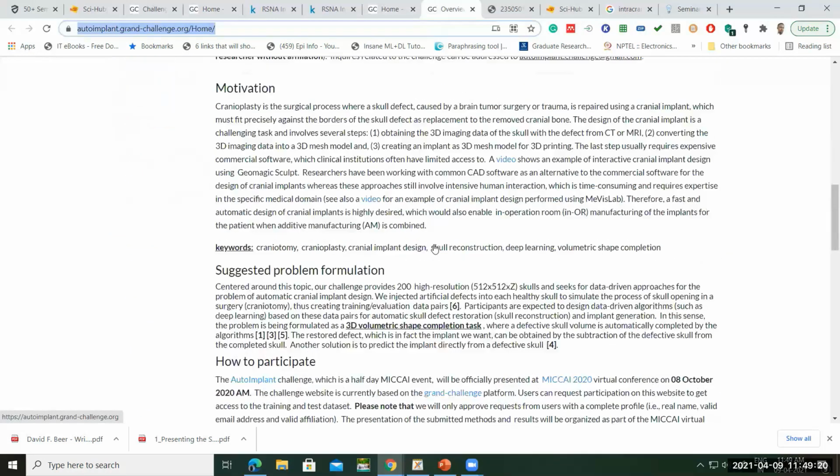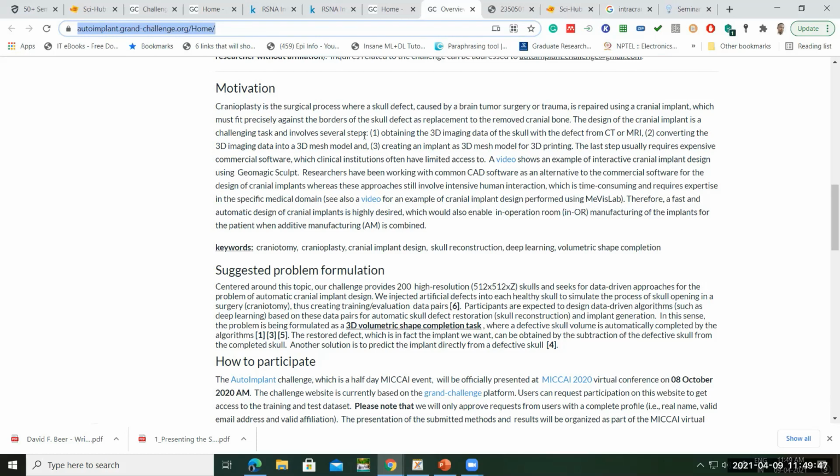Now, look here. So the motivation is what we call what? Cranioplasty. This is a surgical process where the skull defect caused by brain tumor surgery or trauma is repaired using a cranial implant, which must fit precisely against the borders of the skull, as a replacement of the removed cranial bone. The design of this cranial implant is a challenging task and involves several parts.